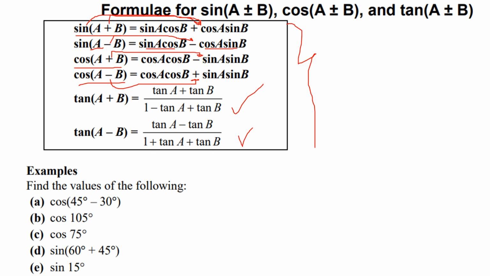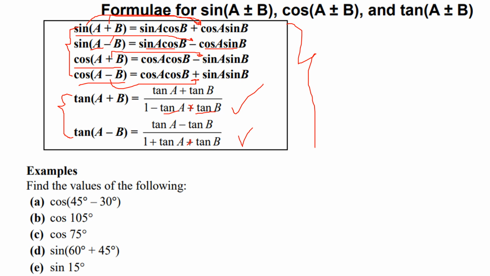Always don't forget. Now tan A plus B is the same as tan A plus tan B divided by 1 minus, this is supposed to be multiplication, the product of tan A and tan B. Similarly, tan A minus B will be equal to tan A minus tan B divided by 1 plus tan A multiplied by tan B. This is not an addition sign. Now, both of these can be derived, but they cannot be proved. So let's look at the examples involving compound angles.